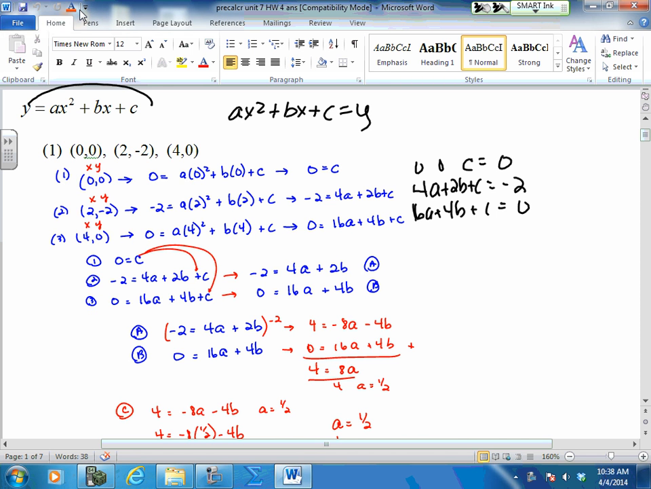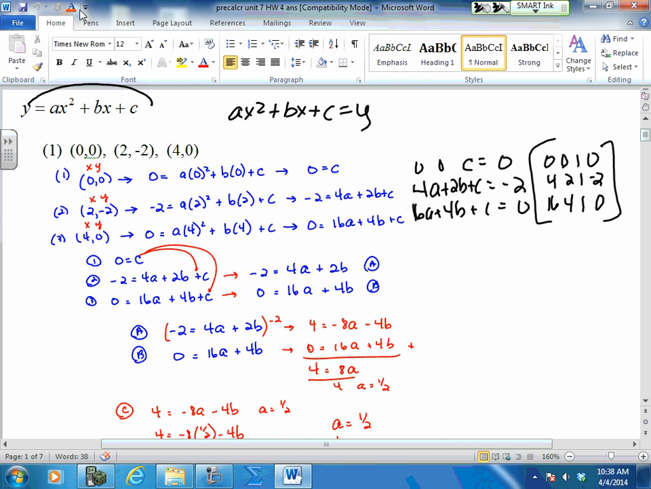So you got 0, 0, 1, 0, with zeros, 1, 0, 4, 2, 1, -2, 16, 4, 1, 0. There's your matrix. Everybody comfortable with that?